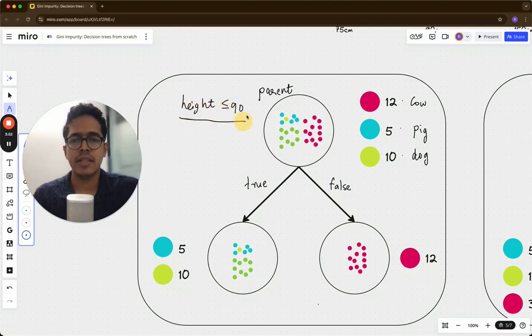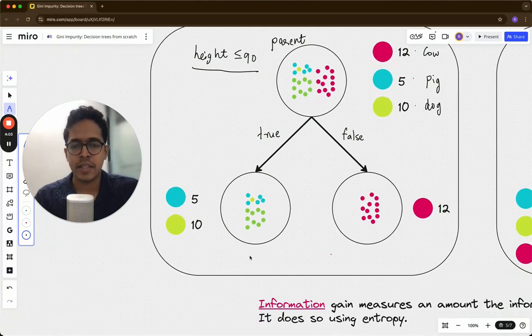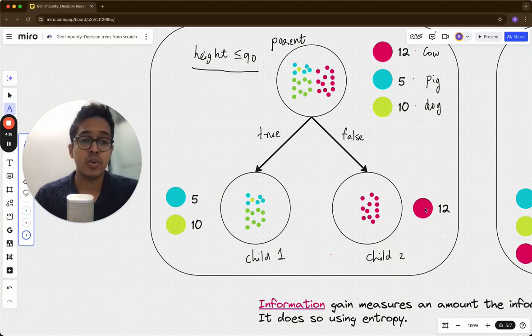Now the question is, how do we know whether height is the best feature to use? When we use height as the feature, there are two children coming from this parent node. This is child 1 and this is child 2. So from the parent, two children are formed as nodes. In child 1, there are 5 pigs and 10 dogs, and in child 2, there are 12 cows. Now, is this a better way to split the parent node?